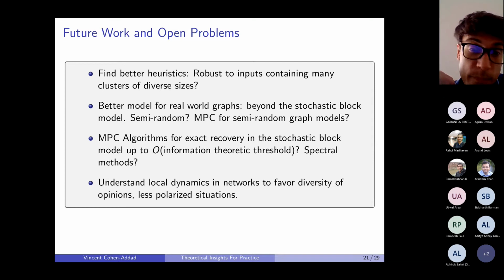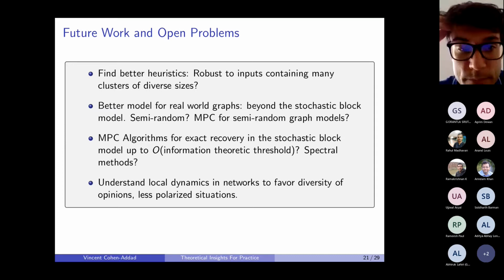Also, can we come up with a slightly better model for real world graphs? Here we have a stochastic block model, it's purely random, with a homogeneous degree distribution. This is not really what's happening in practice. We can see a power law distribution for the degrees, so we want something more like this. Can we move to a semi-random graph model where the adversary can add edges within the clusters and remove edges across clusters? Can we still argue something? For us, it's not clear that the techniques here can do it.